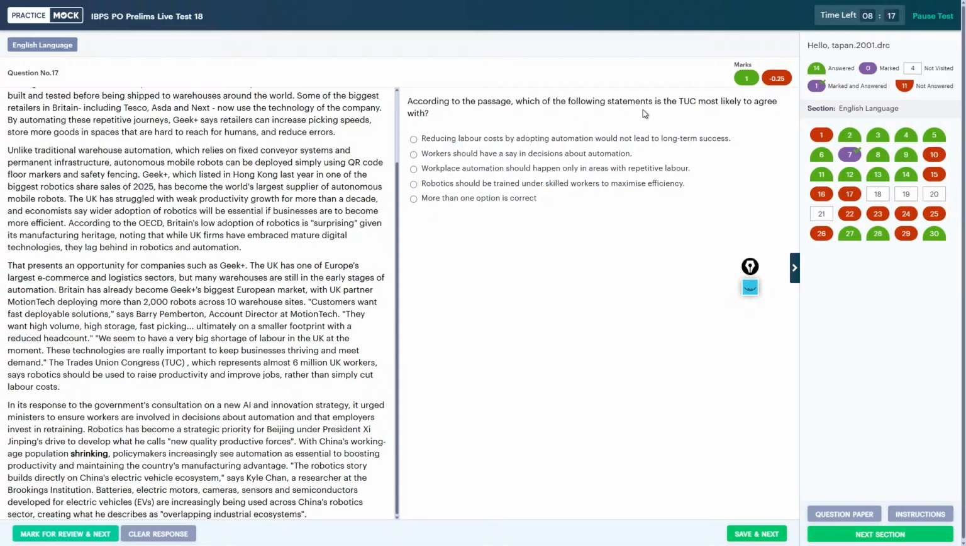According to the passage, which of the following statements is the TUC most likely to agree with? Reducing labor cost by adopting... no. Workers should have a say in decisions about automation. Yes. Automation should happen only in a way... Robotics should be trained under skilled workers to maximize... More than one option is correct. Robotics should be trained under skilled workers.